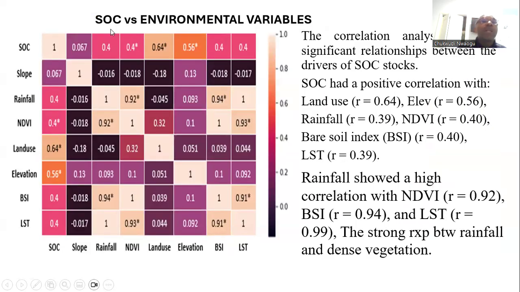We also tried to analyze the soil organic carbon stock versus environmental variables. From here, you can see that soil organic carbon stock has a strong correlation with land use, 0.64, and is significant. It also has a very high correlation with elevation, 0.56, also significant. The other one is NDVI, not so strong, but still significant. So this is the relationship between organic carbon and the other environmental variables. This is the result we have, which explains everything you have here.